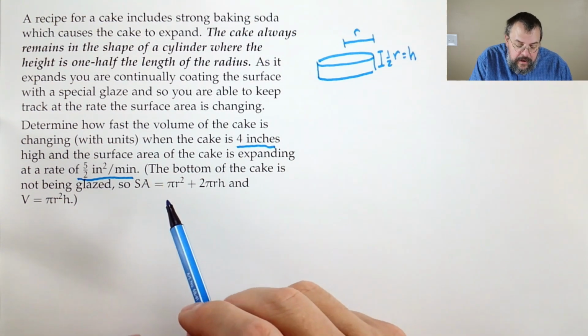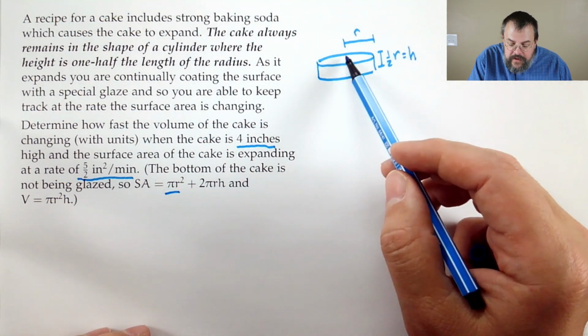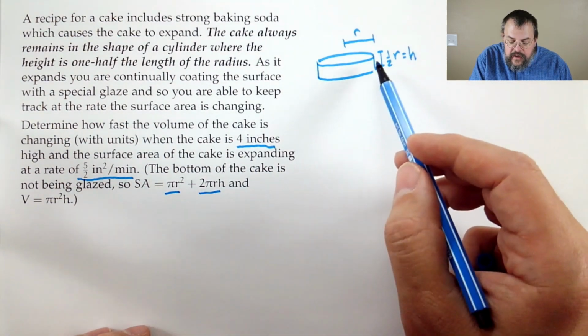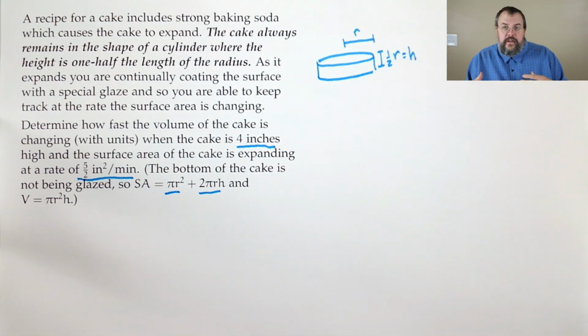So the surface area, by the way, we can see this makes sense. Pi r squared is the top of the cake. It's a circle. 2 pi rh is the side of the cake, and we're not doing anything about the bottom because you don't glaze the bottom of your cake. That's not how you make a cake.